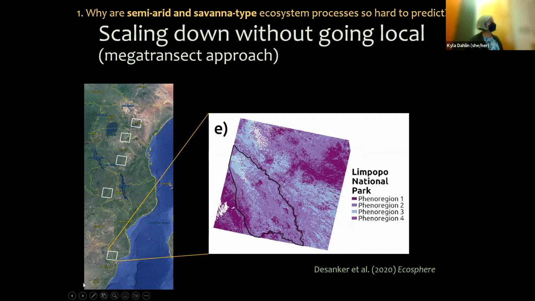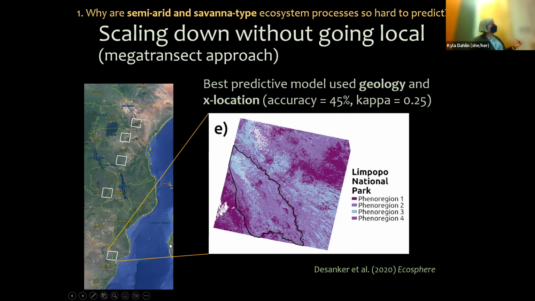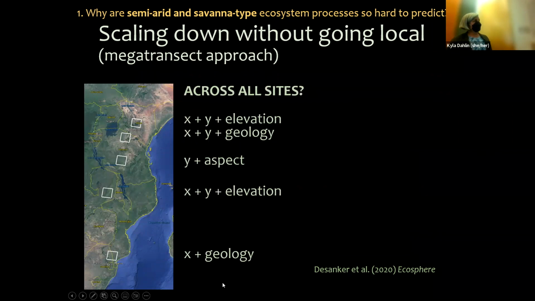Then what Gloria did was put this into a predictive model to say, okay, what explains, or does anything explain, these spatial patterns of these different phenoregions that we see? And for this specific one, she showed that geology and just X location, where you were left to right on this map, was the best explainer. I mean, she did this for all of these.